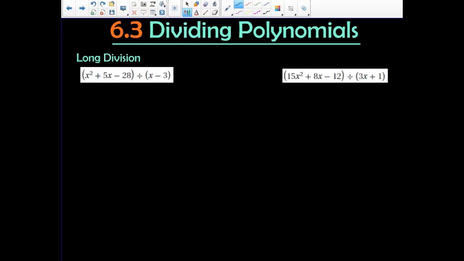Same process, but with polynomials. So what we're going to do is we're going to put the x minus 3 out here. And then inside the box, we have x squared plus 5x minus 28.